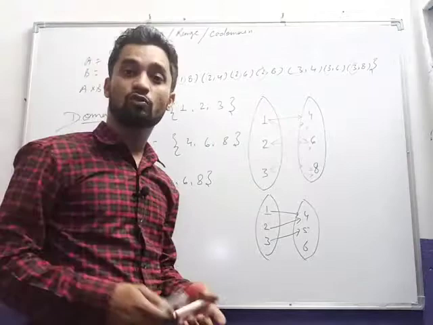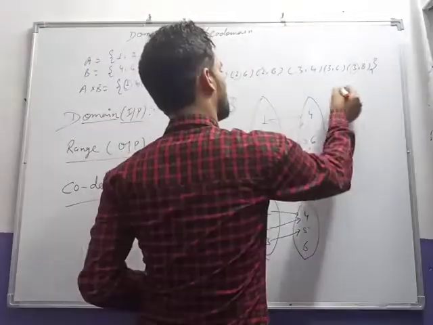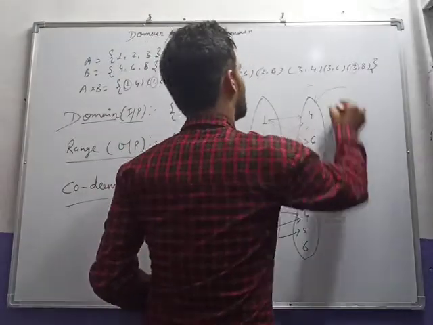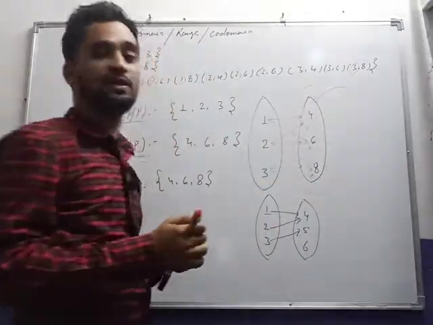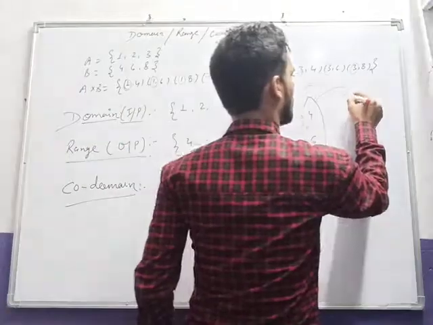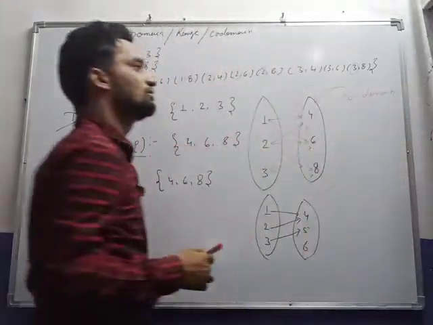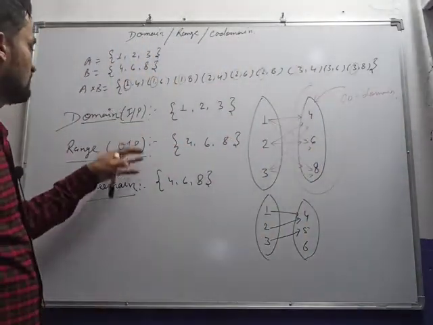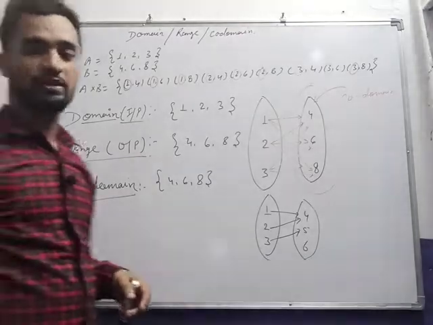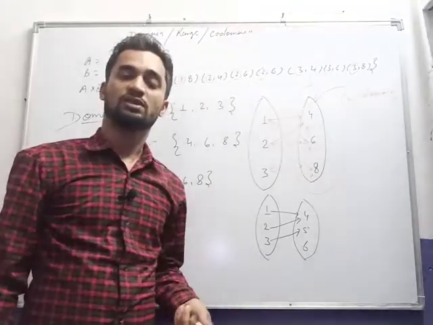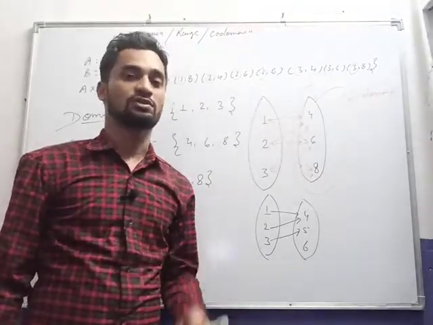And what will be the codomain? The second set, the complete second set, will be the codomain. So this is your domain, this is your range, this is your codomain. Don't be confused. Now we will solve some questions.